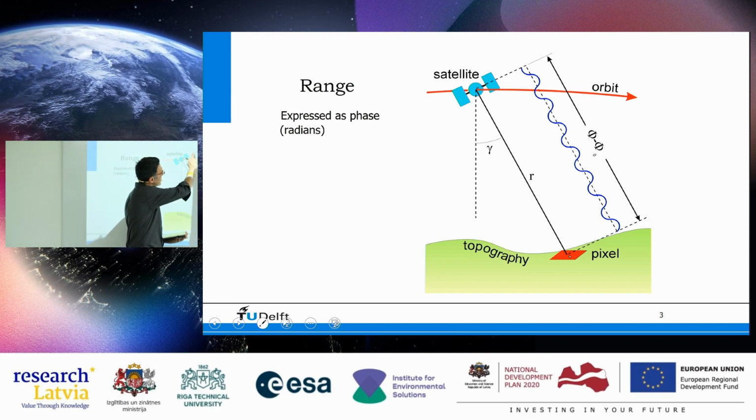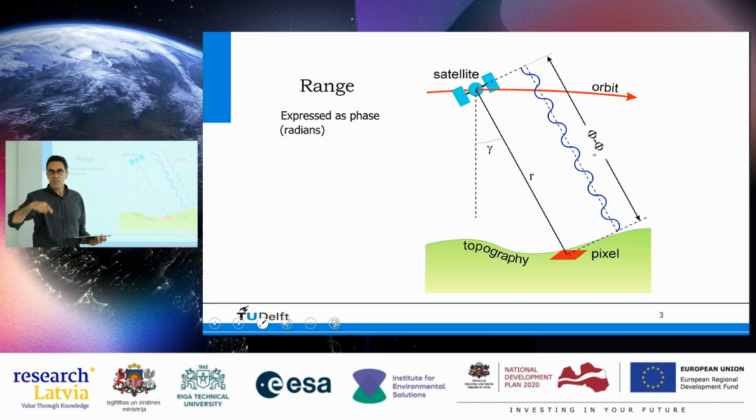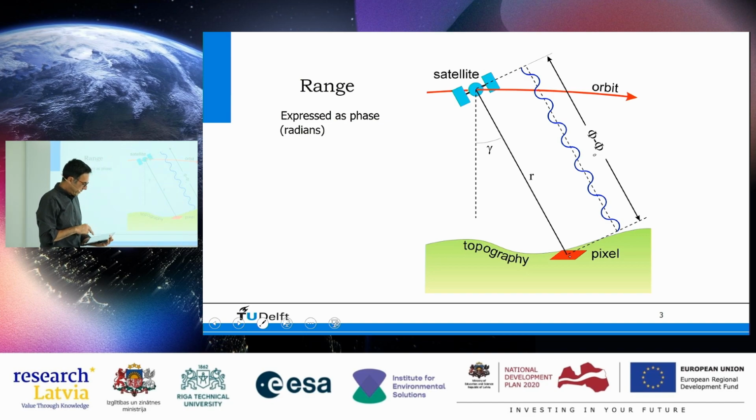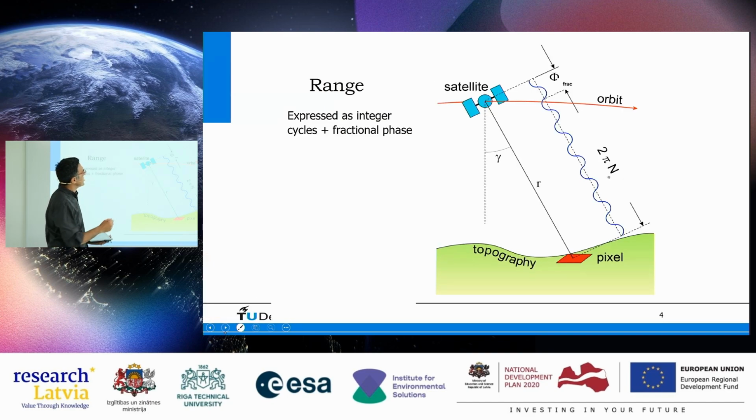And the distance here from the satellite to the pixel and back can also be expressed in these number of cycles. So how many times did we go from 0 to 360 degrees and back? And that will be millions of times, right? So, and we cannot really count how many, right? So we don't know how many cycles there are. The only thing that we can recall is the fractional phase, as we call it, over here.